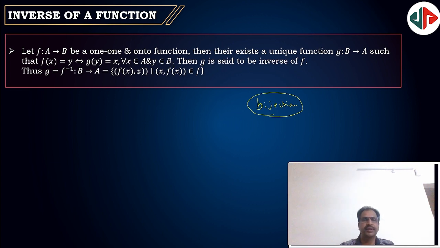And inverse of a function is defined like this. If f maps A to B is one-one and onto, that is a bijection, then there exists a unique function g maps B to A, such that f of x is equal to y if and only if g of y is equal to x for all x belongs to A and y belongs to B. In that case, we say that g is the inverse of f and it is denoted by g is equal to f inverse. If f is a mapping from A to B, then f inverse maps from B to A. So this is about the inverse of a function.